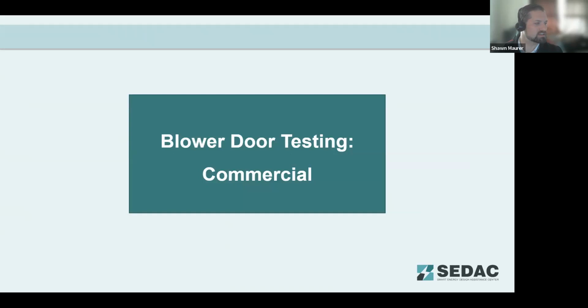So our first question is, what is the present Illinois maximum air leakage limit for residential building envelopes? 5 air changes per hour, 4, 3, or 2? And then for the residential testing procedure, what is the test pressure? Is it 0, 25 pascals, 50 pascals, or 75 pascals?